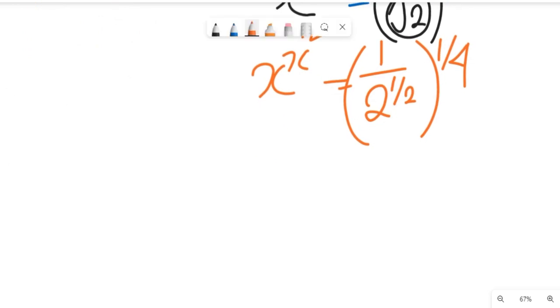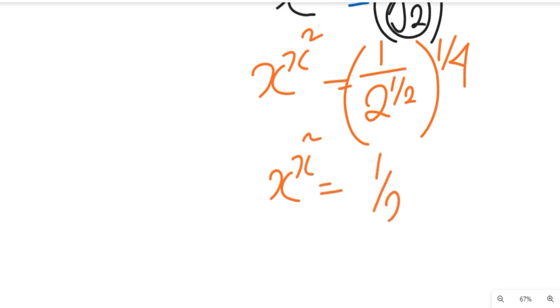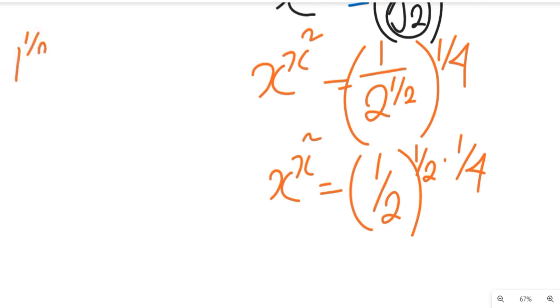Now come to think about this. This can give us x to the power of x squared equal to 1 divided by 2, all to the power of 1 divided by 2 multiplied by 1 divided by 4. Now, if you check out what 1 to the power of half is, you see that it will give us 1.